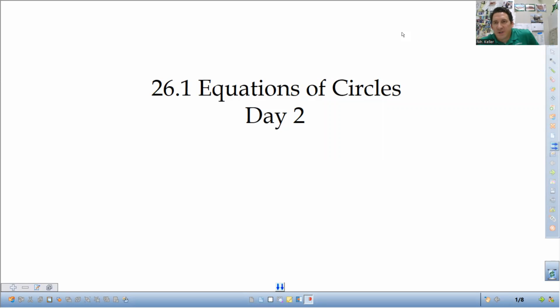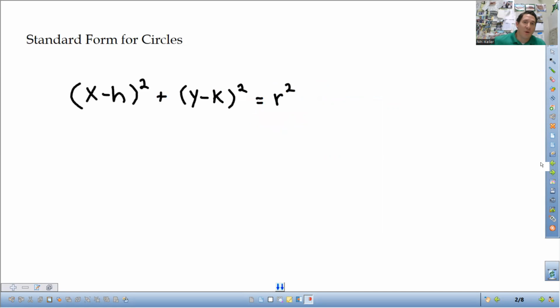Today we're going to be finishing up with our equations of circles. What we're going to be doing is starting with an equation of a circle in a different form other than standard form, and we are going to convert it to standard form. So reminder, standard form of the circle: (x minus h) squared plus (y minus k) squared is equal to r squared. All right, for this lesson, we're going to be doing the method of completing the square a lot.